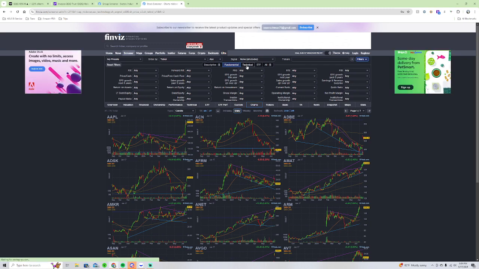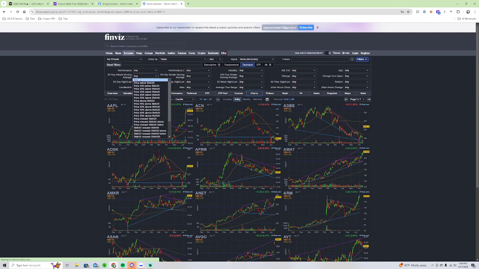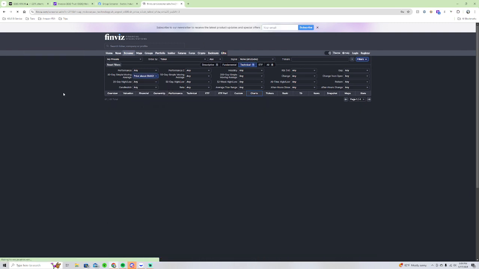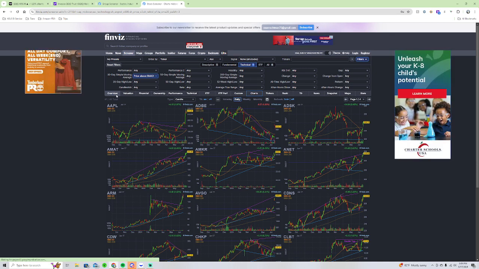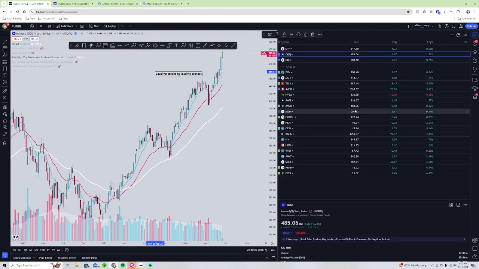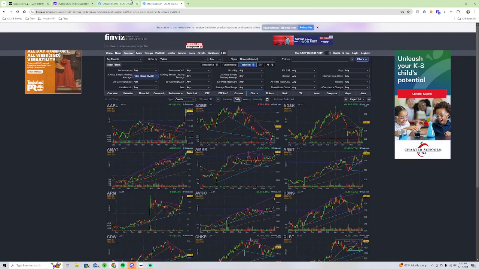But the next thing you want to do, and the most important one, is price above SMA 20. So now we have 40 stocks, and the reason why I did price above SMA 20 is because that shows you the names that are above all the moving averages already. So that kind of narrows down that search that we just did, right? So now we have a list of all the leading names. So you can just go through them. We already know we have Apple on our list.